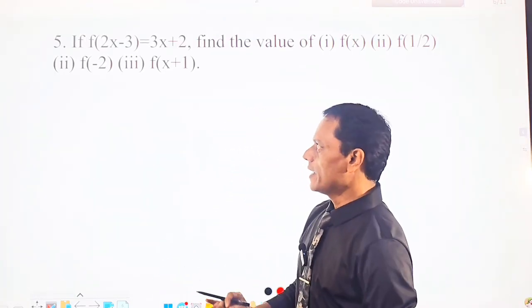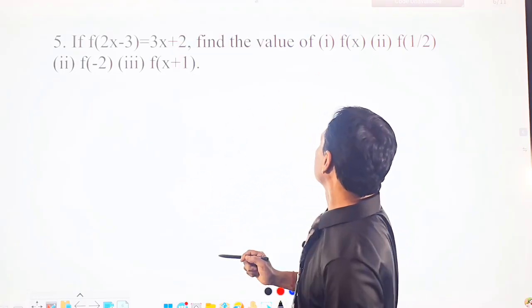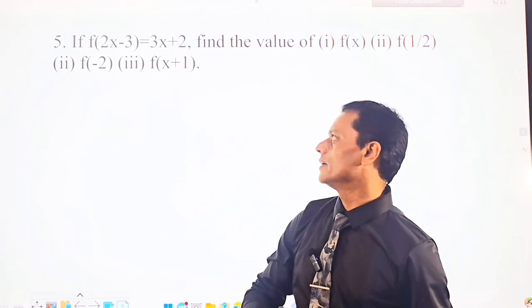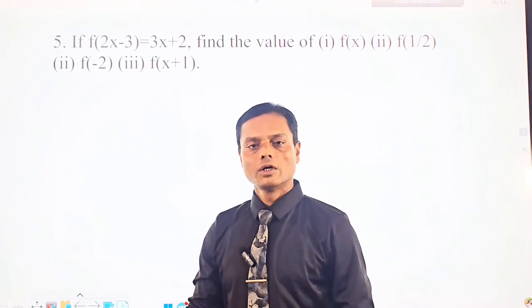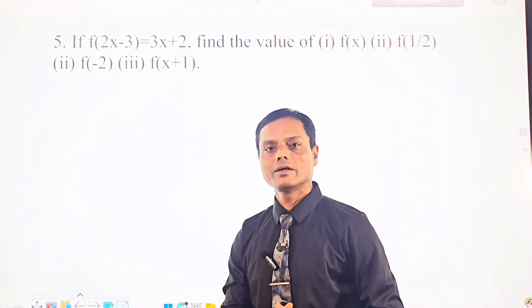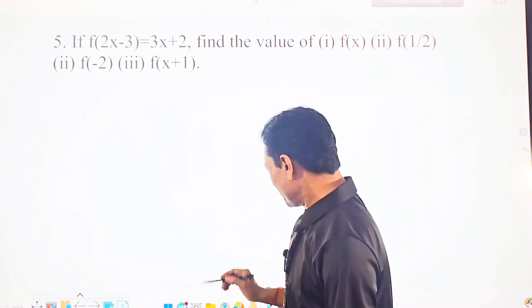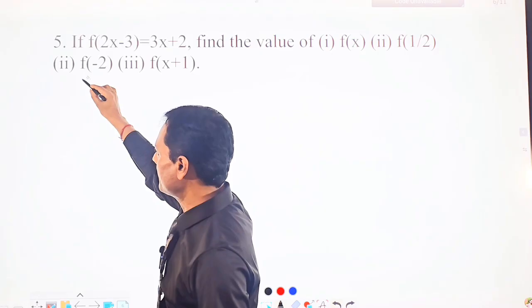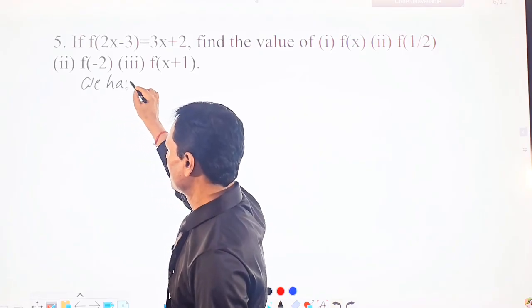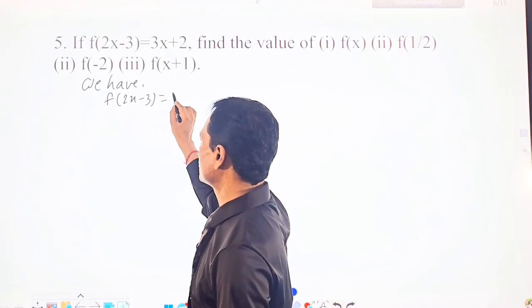The next question we have: f(2x - 3) equals 3x plus 2, and we have to find the value of f(x), f(1/2), f(-2), f(x + 1). This question is very important, and it will clarify all about the replacement of x, that's a domain. So first of all, we have f(2x - 3) equals 3x plus 2.